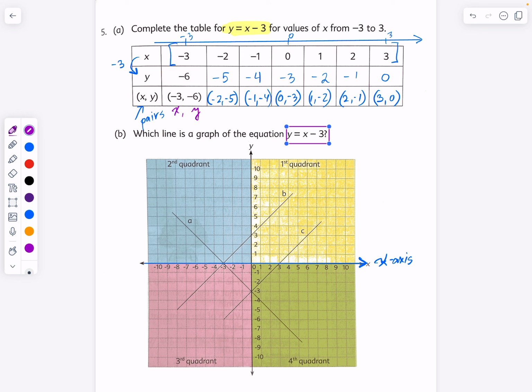Well, we do have 3 straight lines, A, B, C. Now we just need to match. So let's find point -3, -6. We go left 3 and down 6. Here's our first point, -2, -5. Here's the second point, -1, -4. Here's the third, the fourth, the fifth, and all the way up to 3, 0, right? So here is this point, 3, 0. Notice that all these points belong to line C. So all these points, including this rule, represent line C.